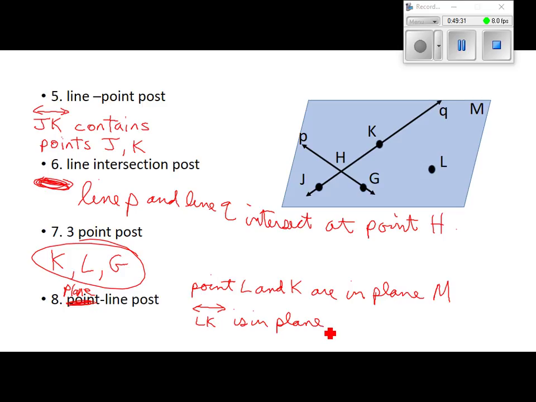Now, a lot of you are acting a little confused right now because you're saying there is no line LK. Is there a line LK? It's not drawn. Could we draw it if we wanted? Is it all in that purple plane that I have right there? Yeah.